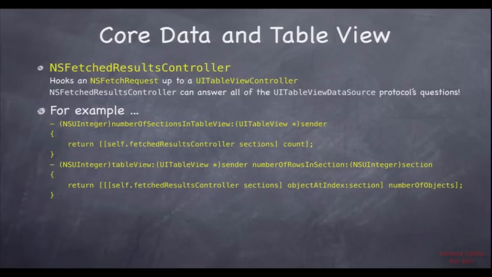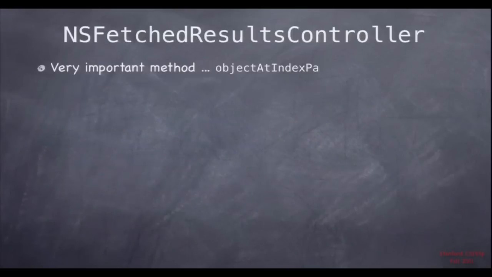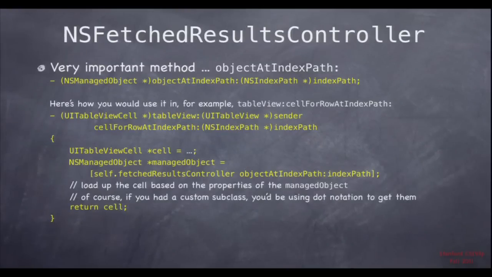Okay? So the bottom line is it does all the work for you except for cellForRowAtIndexPath. And even cellForRowAtIndexPath is easy to implement because of this method in NSFetchedResultsController called objectAtIndexPath. So with objectAtIndexPath, you give it an index path in the table, and it will return to you the NSManagedObject that's being displayed at that row in the table. Okay? Exactly what you want, basically.